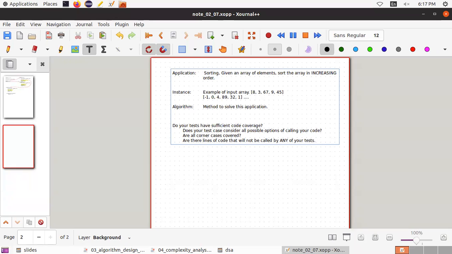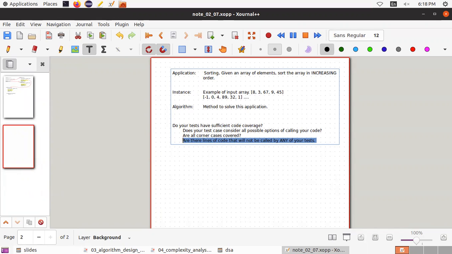So if this is true, if there are lines of code that will never be called, even if you go through all your test cases, that means your test cases do not have code coverage. They are not checking all aspects of the algorithm.